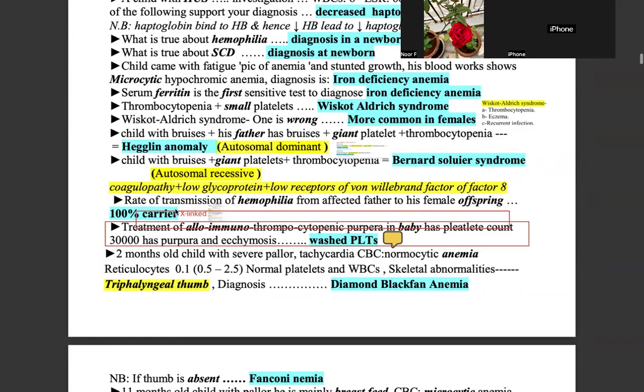The question is rate of transmission of hemophilia from affected father to his female offspring. So let's take an example where the father is affected. Affected father means X has a dot here, Y, no. Mother is normal. So all the female fetuses will receive the X from the father. So all the female fetuses will be 100% carrier. They will be 100% carrier. I think it's clear, right?